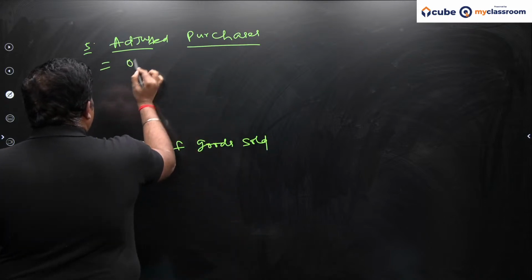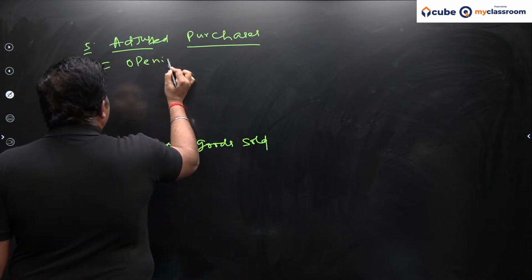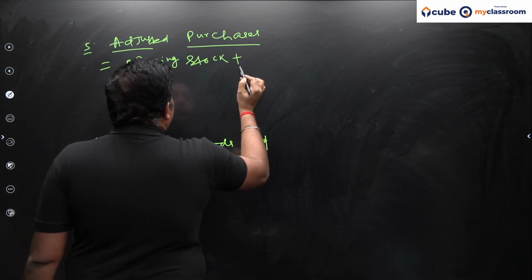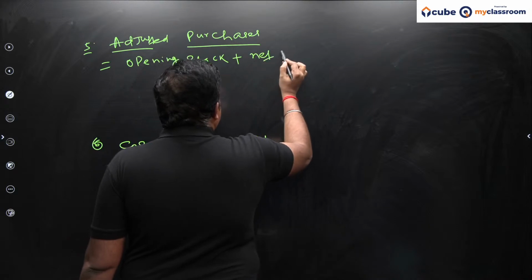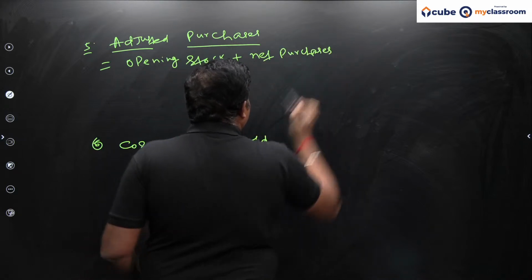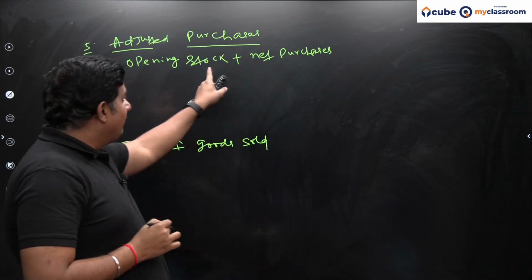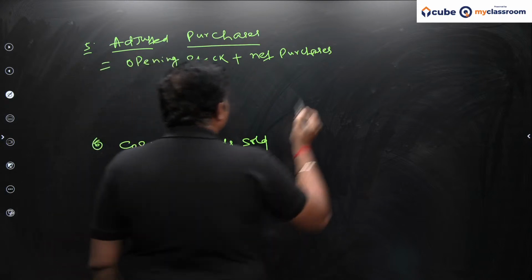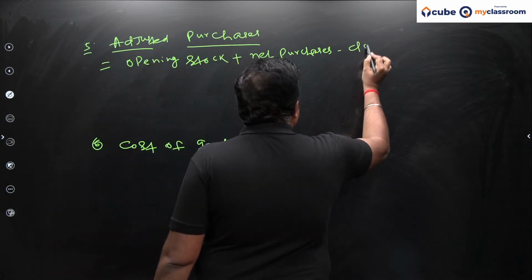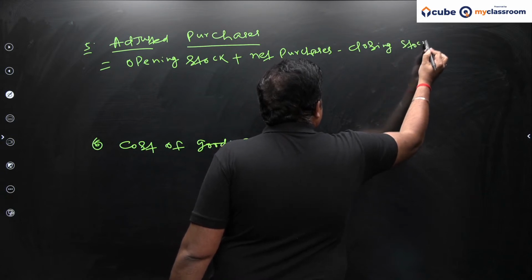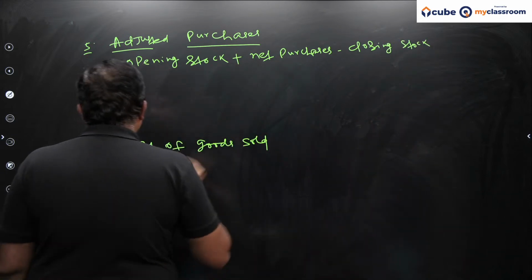Adjusted purchases: opening stock, add net purchases. With the help of a supporting formula, you will be able to understand what net purchases is. Total purchases minus purchase return will give you the net purchases. Less closing stock will give you the adjusted purchases.